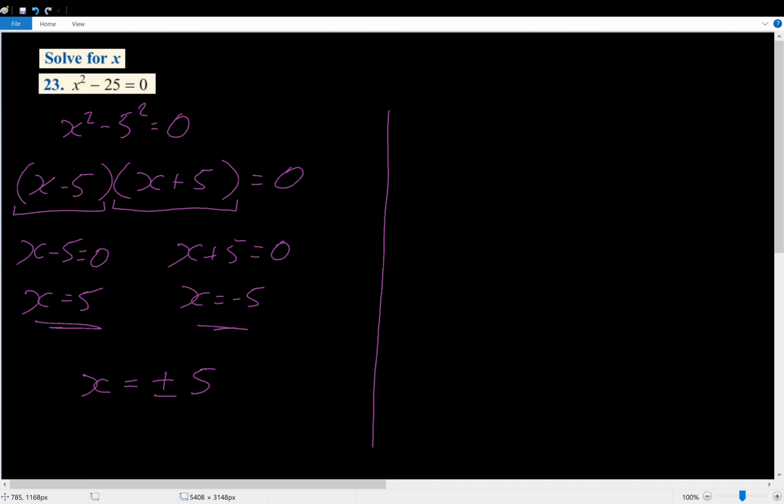And there is a slightly different approach to ones like this. This will only work when we have an x squared and a number and no other term in between them. So we start off with x squared minus 25 is equal to 0, which means that x squared is equal to 25. And if we take the square root of both sides, we get x is equal to the square root of 25. But the square root of 25 is equal to plus or minus 5, because plus 5 or minus 5 squared would get us 25 back.